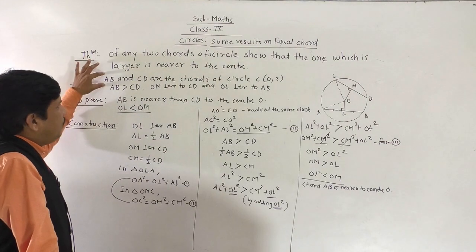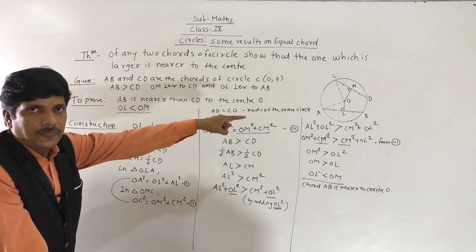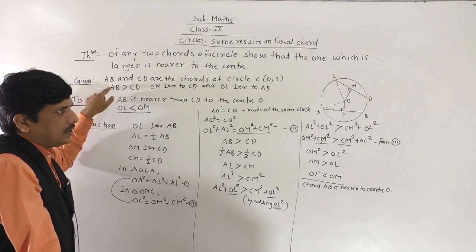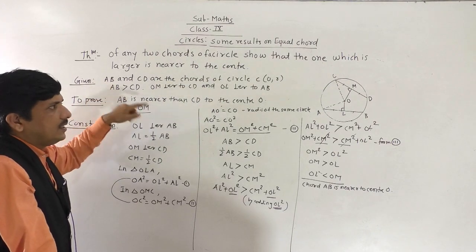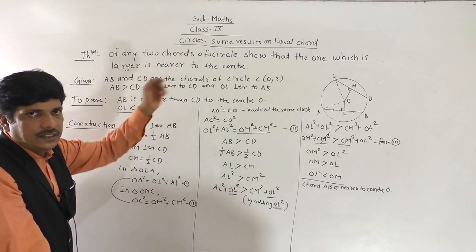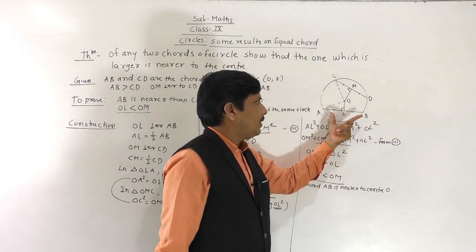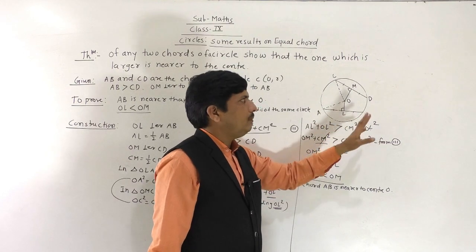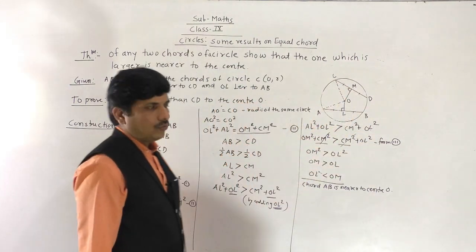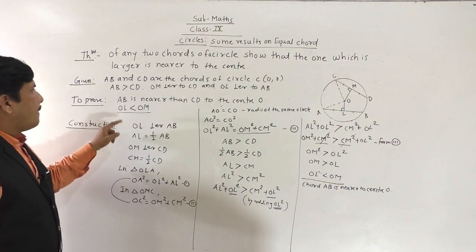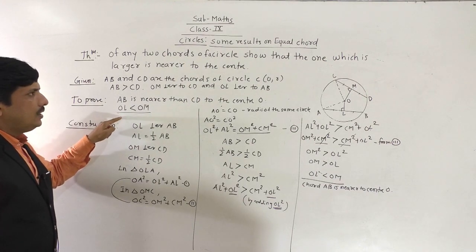Okay. So AB and CD are chords of a circle with center O. Chord AB is greater than CD, that is given. OM is perpendicular to CD and OL is perpendicular to AB. So AL and LB are equal, CM and DM are equal. Now we have to prove that OL is shorter than OM.